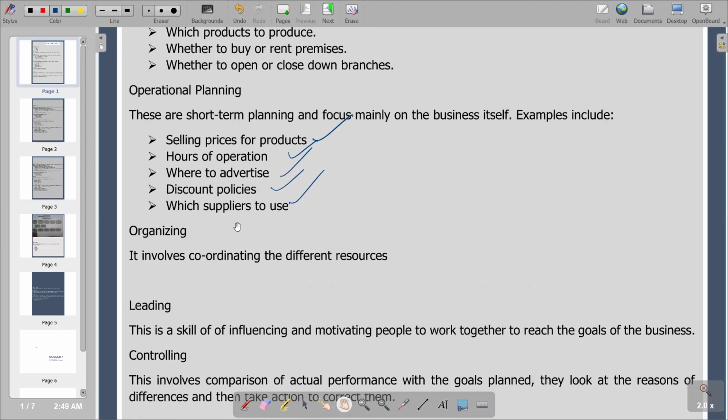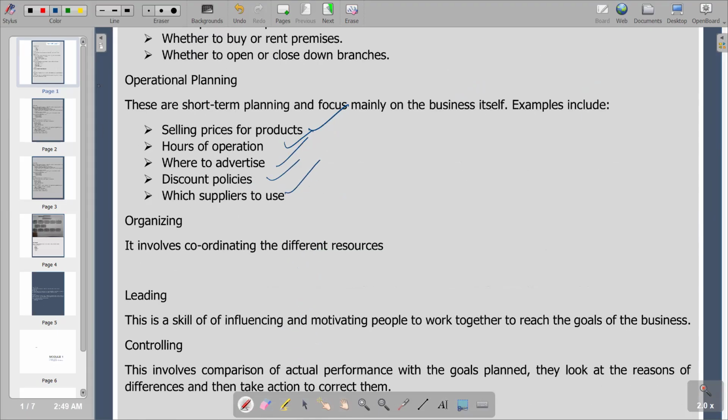And then we can move on to look at the second one, whereby we have organizing as the second management function. On organizing, we are saying it involves coordinating the different resources. Basically, organizing involves coordinating the activities of a group of people efficiently. So whenever we have the element of coordinating a group of people and we do that efficiently, it's organizing. That's what we have in terms of explanation of organizing.